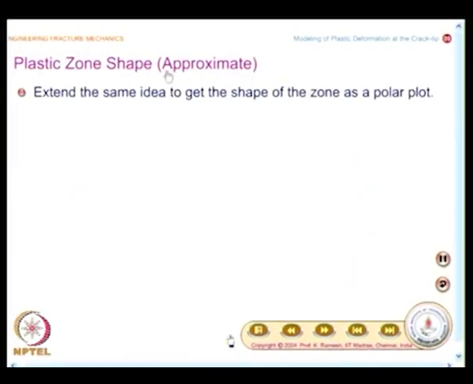And even to start with, the title is given as approximate. So, whatever methodology we have adopted to get the length of the plastic zone along the crack axis, extend it to get the shape of the zone, and when you want to get the shape of the zone, make it a polar plot.